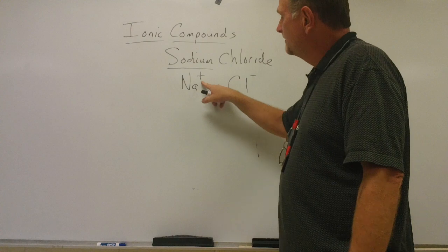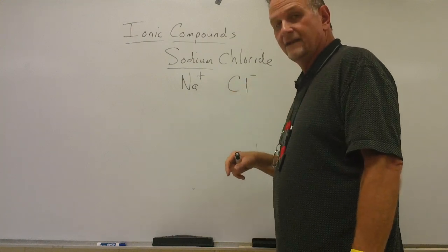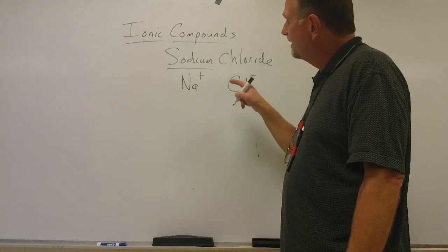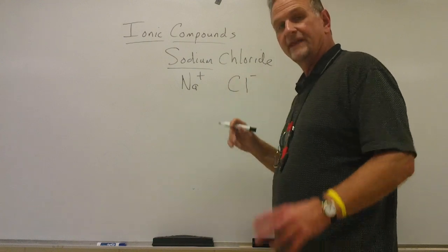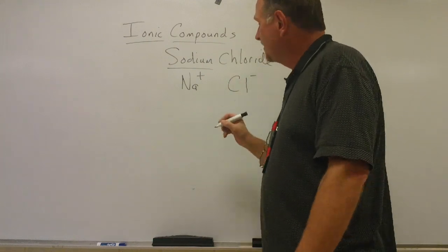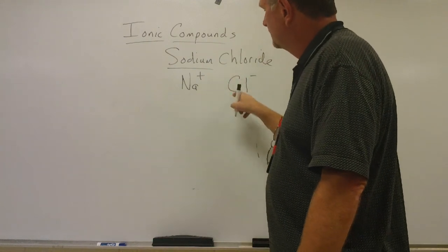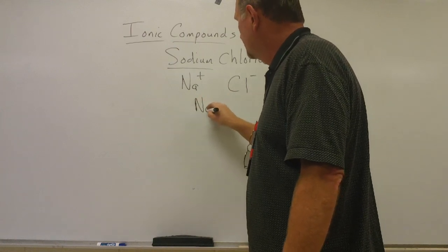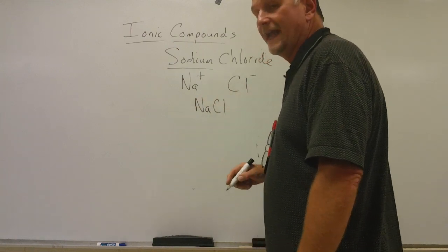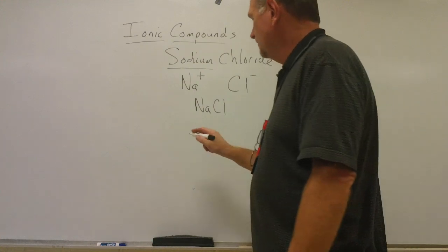So we see that sodium is +1, chloride is -1, and because this is +1 and this is -1, they cancel each other out already. So that means we only need one sodium to cancel the charge of one chloride. So the formula is just written as NaCl. Let's try another one.